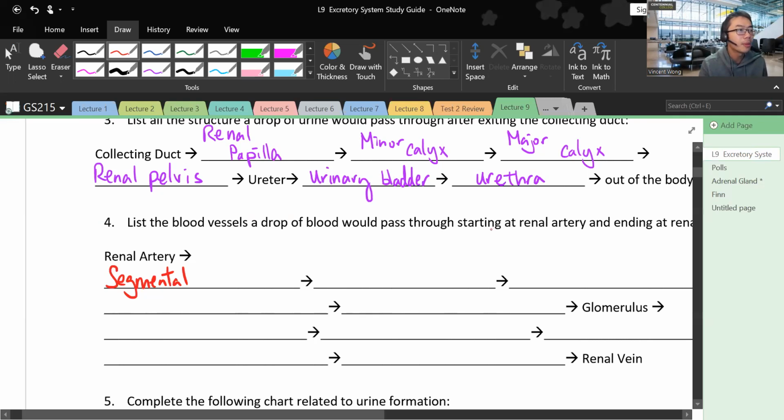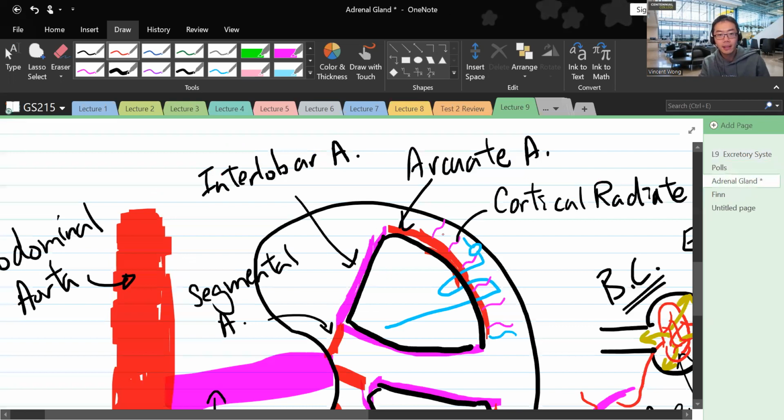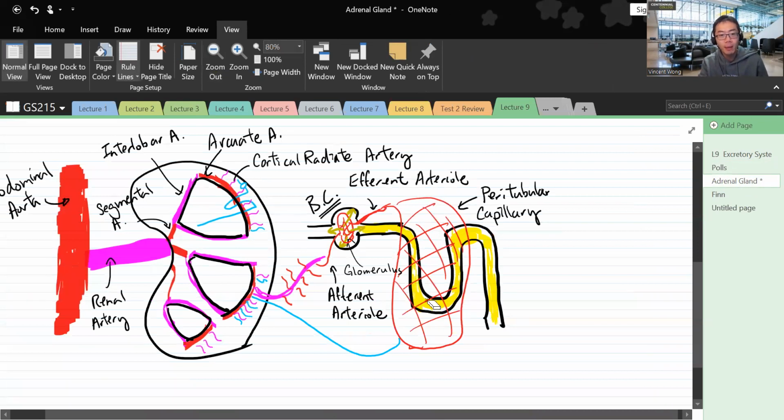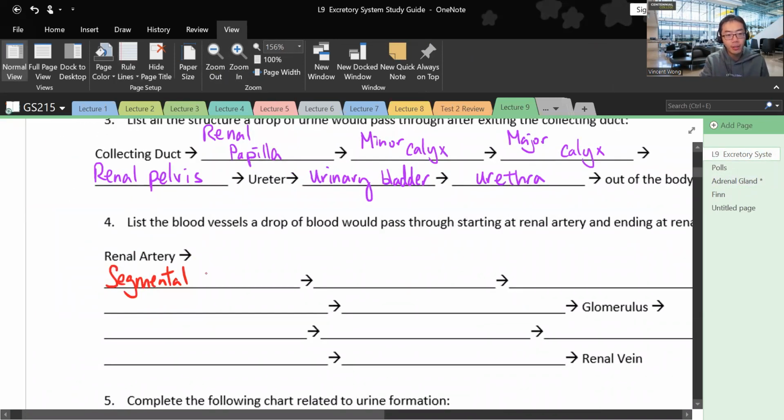Peritubular capillaries becomes the cortical radii vein. Okay, so over here, let me show you again. All right, so the peritubular capillary will go over here. So renal artery becomes the segmental artery. I'm just gonna use A for artery. Okay, so this is inside the kidney, right? And then they will go up the sides of the pyramid, forming the interlobar artery.